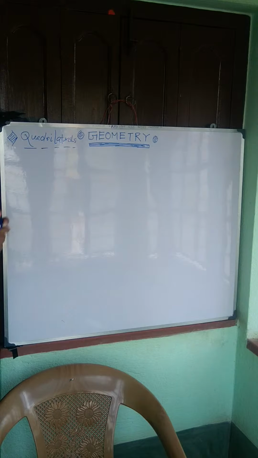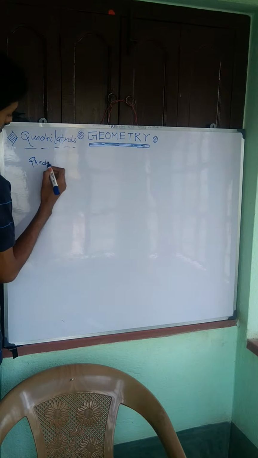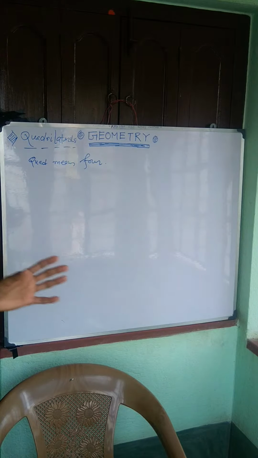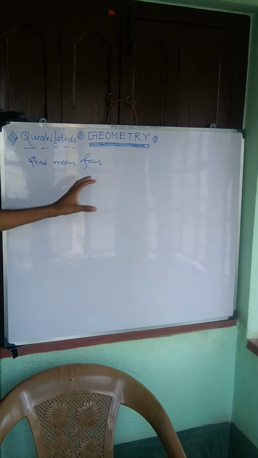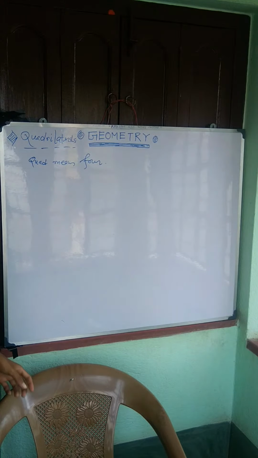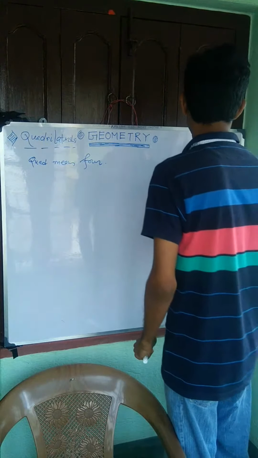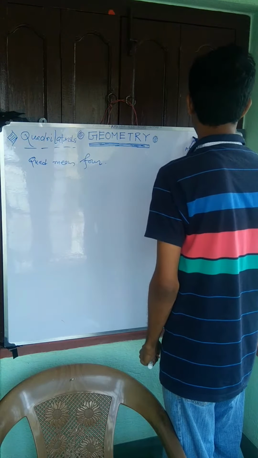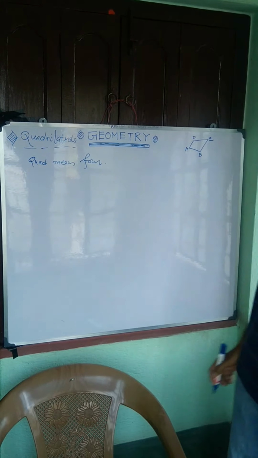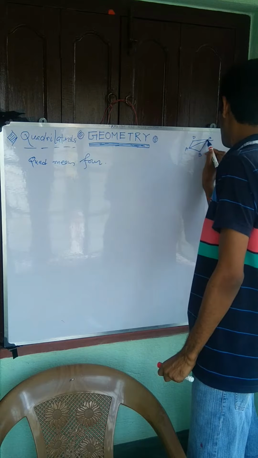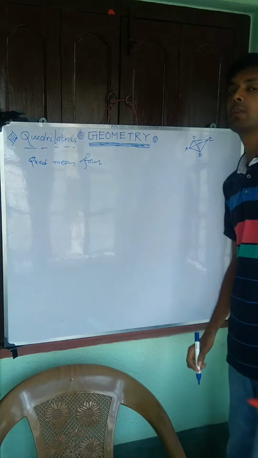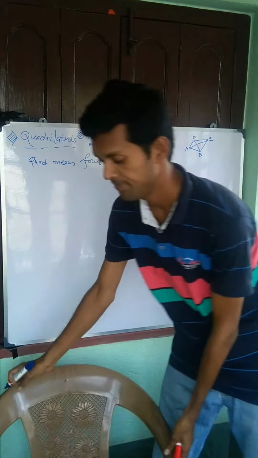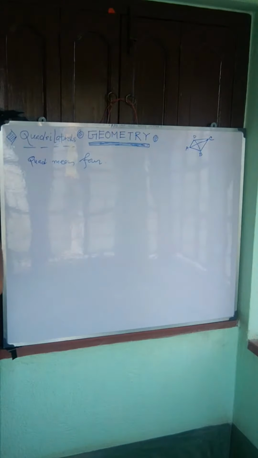So quadrilateral. Quad means four. The geometrical figure formed by four sides is called a quadrilateral. So this is a quadrilateral having four sides A, B, C, D. And AC and BD are the diagonals of this quadrilateral. I will discuss the properties of quadrilateral one by one. First, see the properties.